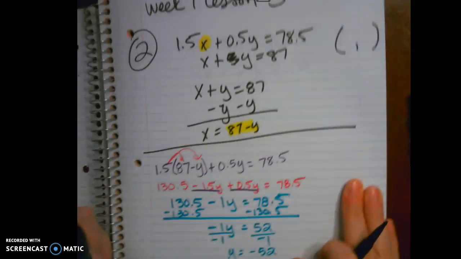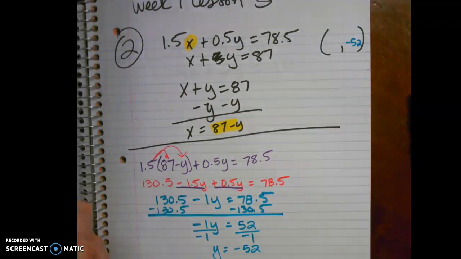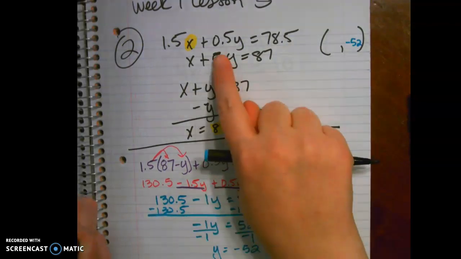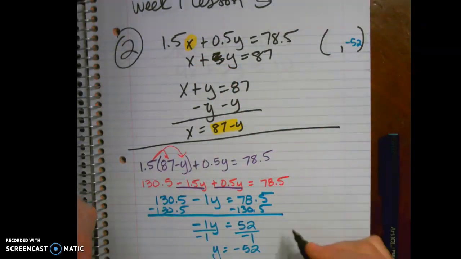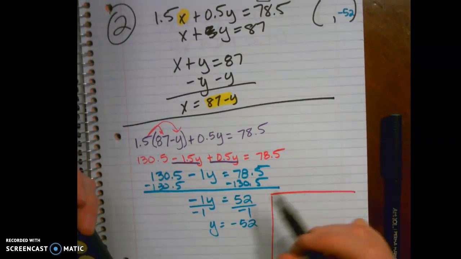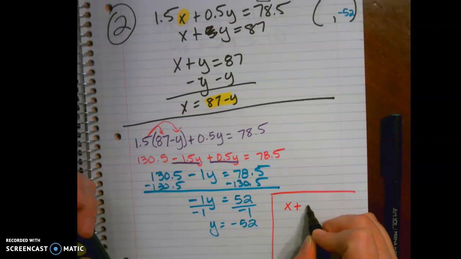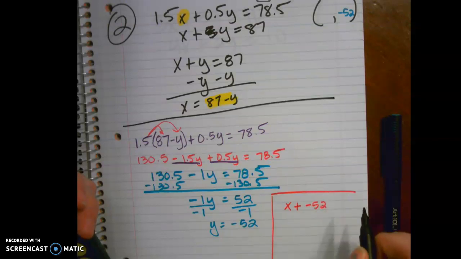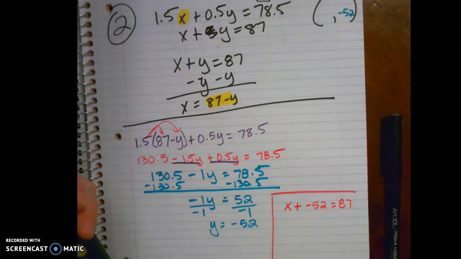Great. So up here, 52. Awesome sauce. That means up in here, I can plug in a different color, of course, because we like colors. I can plug in for y, x plus negative 52. Yes, I remember that it could just be minus, equals 87. Okay, fine, I'll scratch it out. Okay, so x minus 52 equals 87.